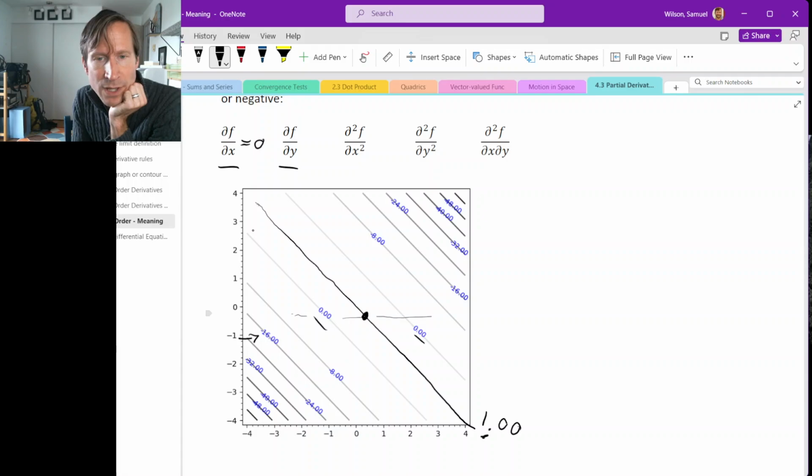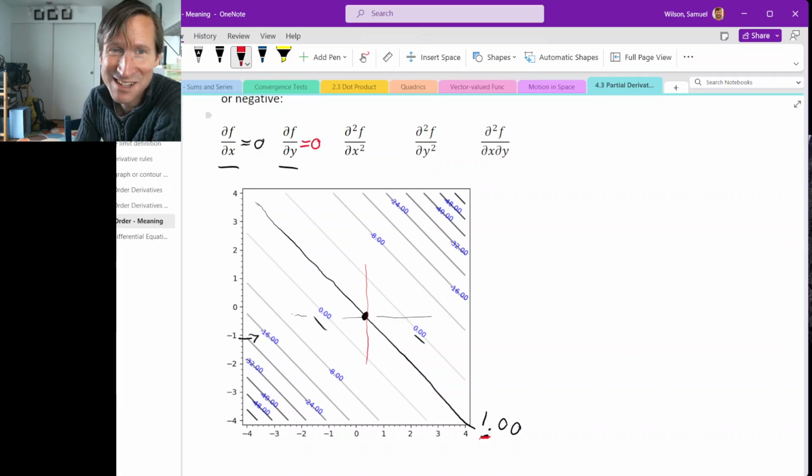Now let's look in the y direction. Same thing happens in the y direction, right? Below us in the negative y direction is the 0 contour. Above us in the positive y direction is the 0 contour. We are on the 1 contour. And so that means we're on a high spot moving in the y direction, and that means this partial is 0. Okay, those were the easy ones.